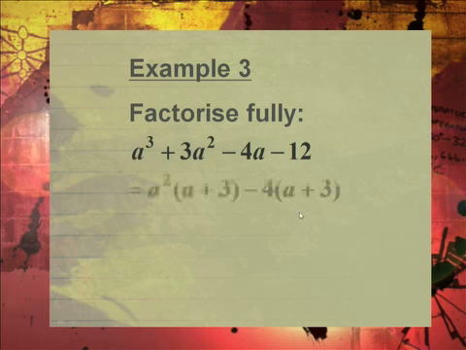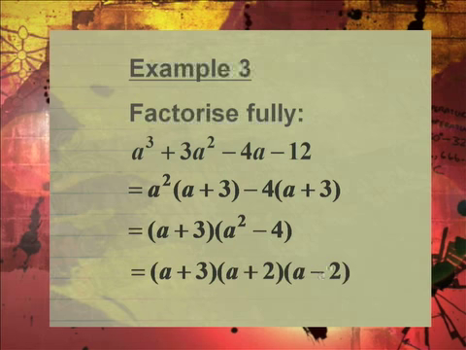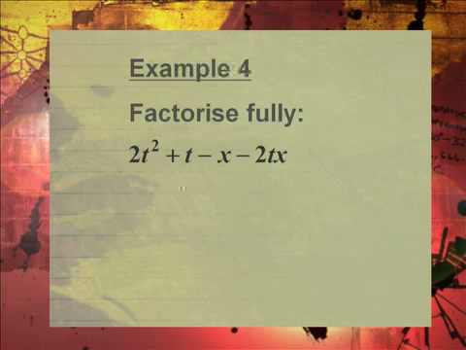Let's have a look at another one quickly. This one, let's group the first two. There's a squared, a plus 3. Take out the negative 4, negative 4 times a plus 3. Then once again, you take out that bracket, a squared minus 4, and a difference of 2 squares is left there. Okay, good.